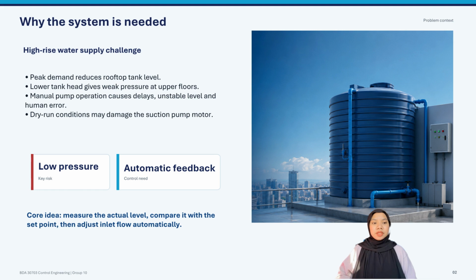Today, I will present about our project, Automated High-Rise Water Level Control System. In high-rise buildings, high water usage can lower the rooftop tank level, causing weak water pressure on the upper floors. Manual pump operation may also cause delays, unstable water levels, human error, and even pump damage due to dry running.